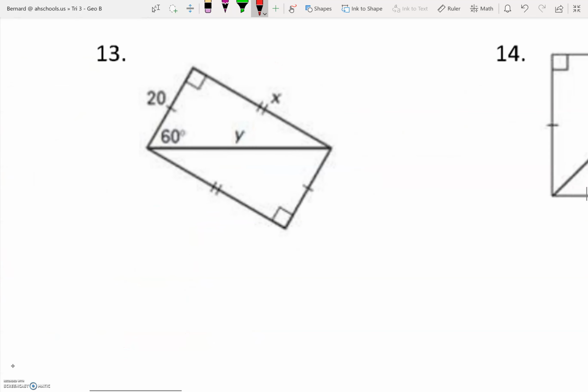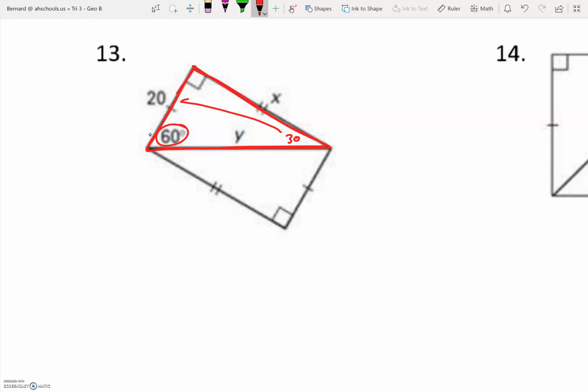Couple more. This time we have a 30, 60, 90. We know that because we see the 60. Let's highlight the triangle we're going to work with here. So this top red one, meaning the blank angle's got to be 30.